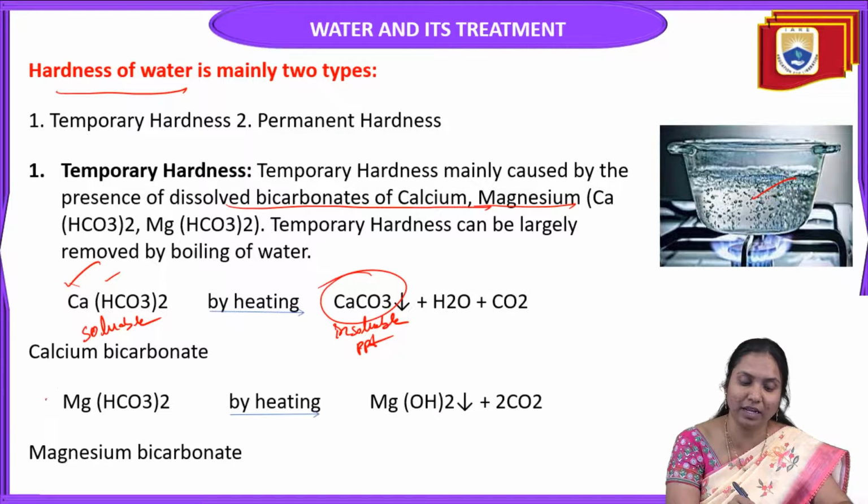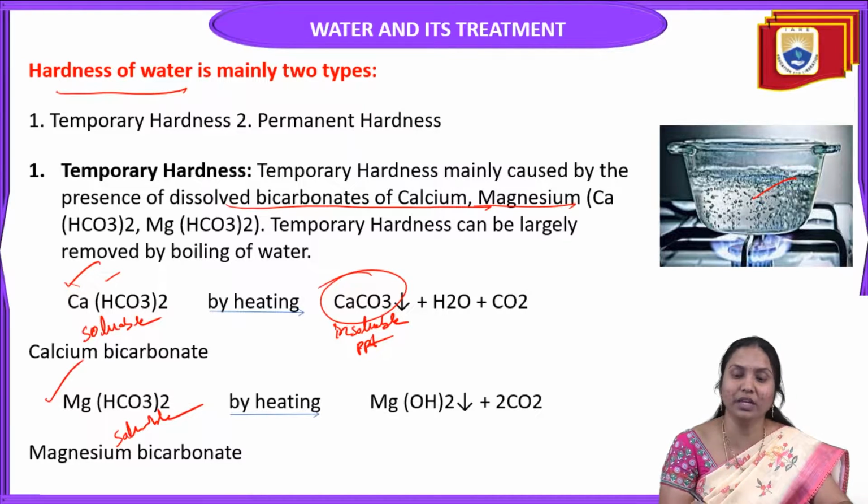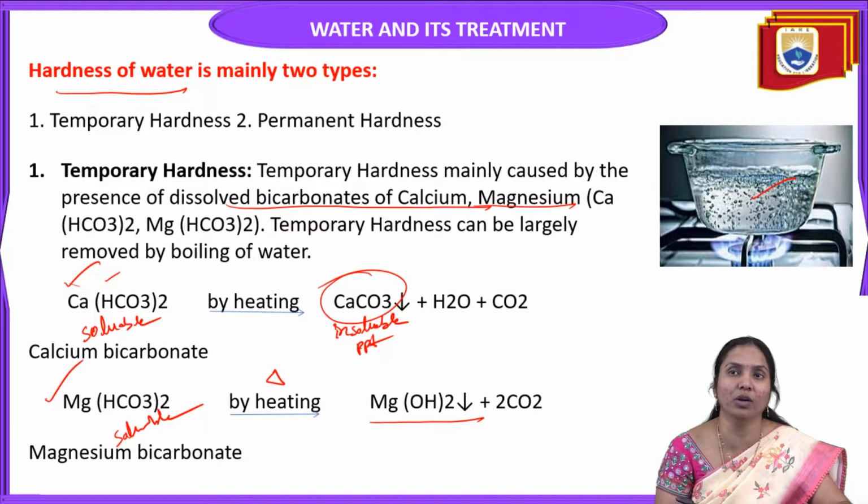If magnesium bicarbonate is present in water, it is also soluble. During the heating process, this soluble magnesium bicarbonate is converted into insoluble magnesium hydroxide precipitate. For example, in our homes, when we heat water in steel bowls, after some time it forms white color precipitates on the edges of the bowl. That is the precipitate formed from calcium or magnesium bicarbonates during heating, calcium carbonate or magnesium hydroxide. So it can be easily removed by boiling, followed by filtration.